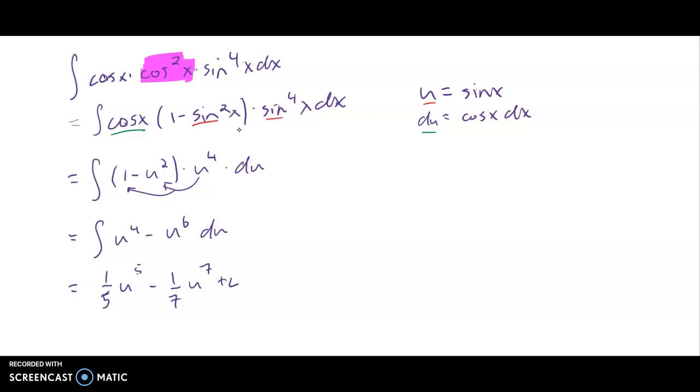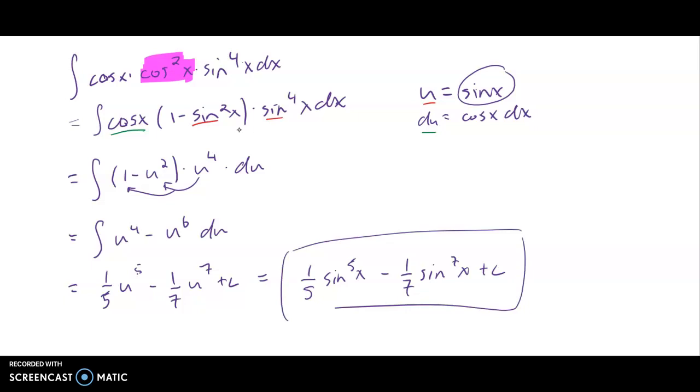And then my last step is just to sub back in my u. Remember, u was equal to sine. So I get 1/5 sine to the fifth of x, minus 1/7 sine to the seventh of x plus a constant. So, bam, we're done. Oh, I got my plus c. We got the integral of this thing.